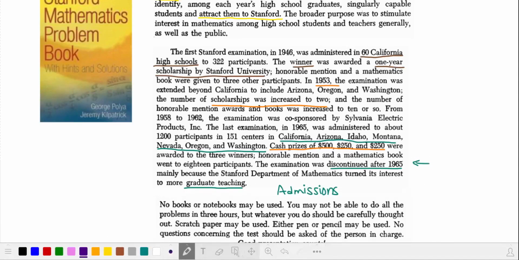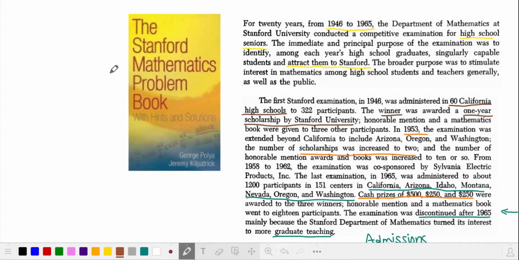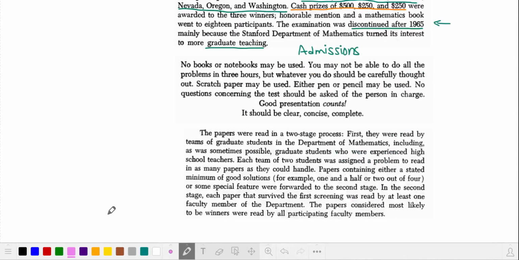To learn more about the history, you can get a copy of the Stanford Math Problem Book. It includes a lot more detail about the history of this exam, along with the actual exams, hints, and solutions. I'm going to review the problems from an exam from 1948, but first let's take a look at the rules.